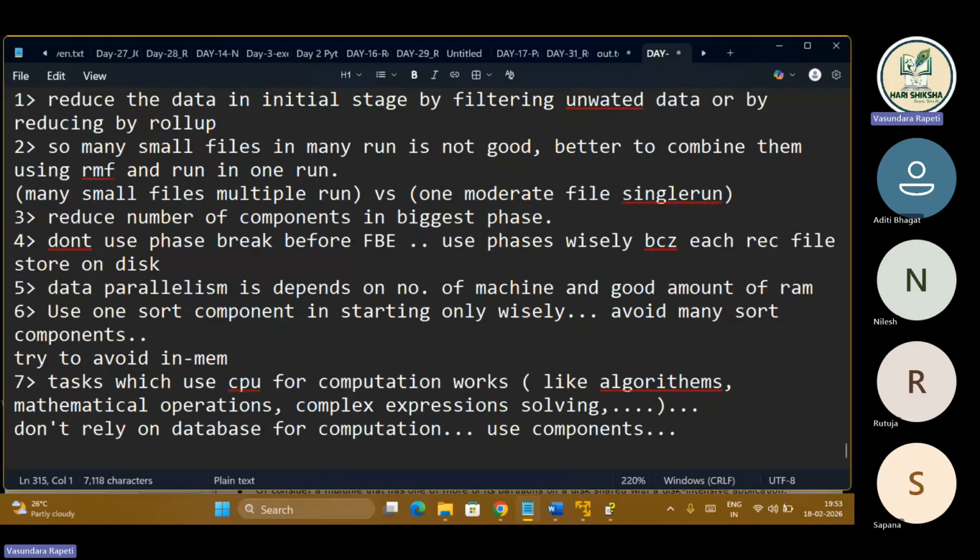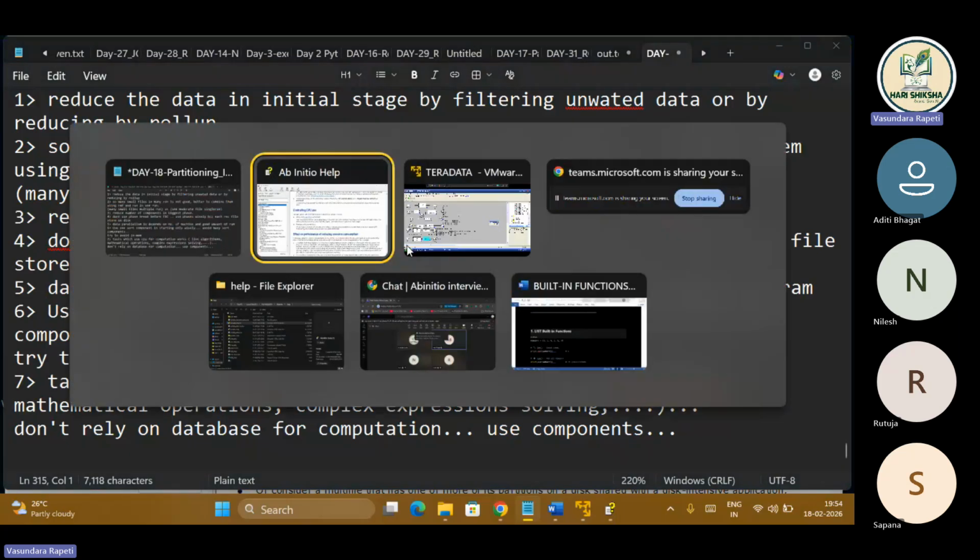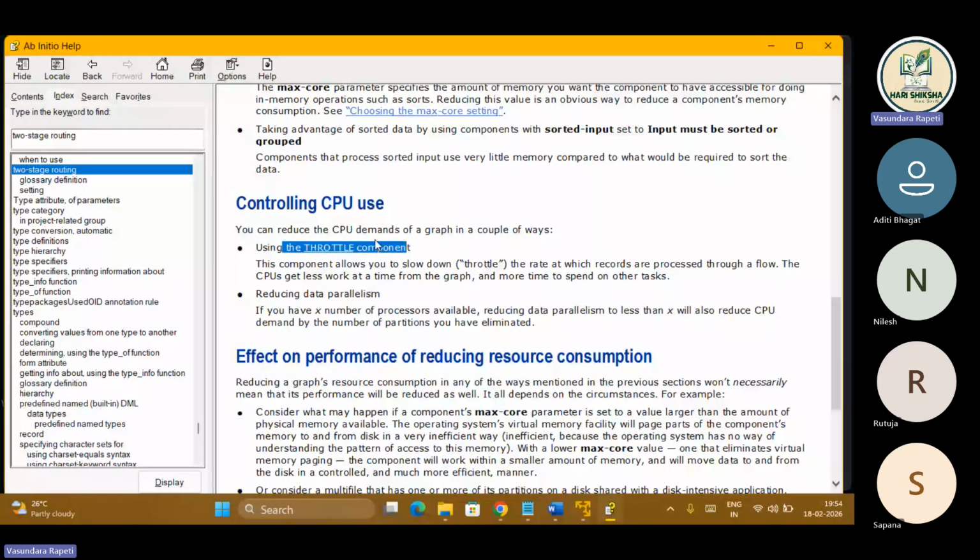It is also recommended for PDL: don't use SQL queries or high computational work at the PDL level. Use the component; PDL should be used for lightweight things. Throttle is for regulation, like bit rate regulation of the data. These components allow you to slow down the rate, bits per second, at which records are processed through a flow. The CPU gets less work at a time from the graph and more time to spend on other tasks.